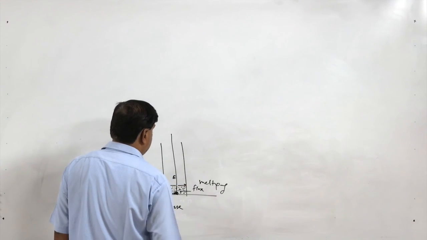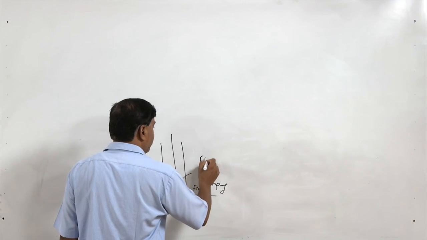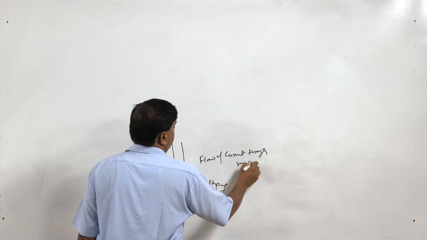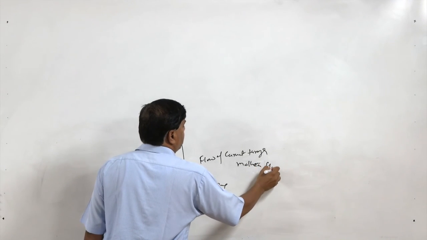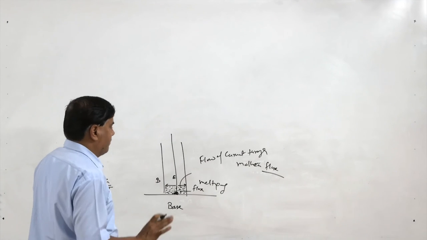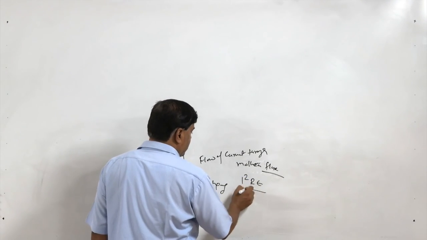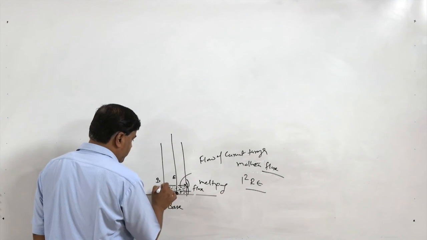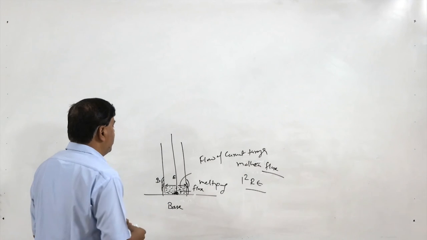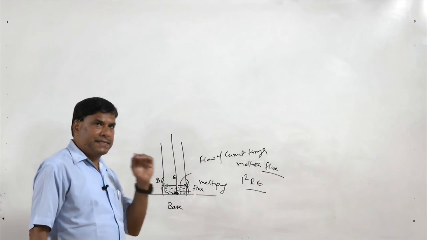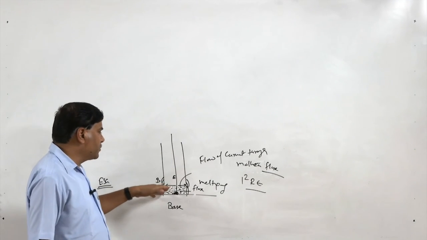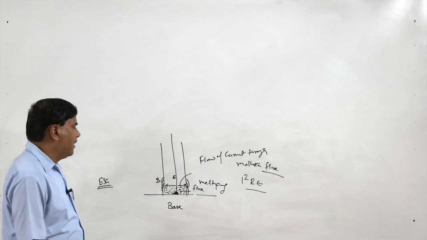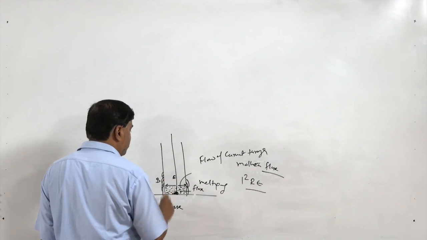the molten flux, and so the flow of current through molten flux causes electrical resistance heating, I²RT. So this heat is actually used for the melting of the faying surfaces of the base metal as well as of the electrode. So once the sufficient pool of molten slag is created, the flow of current through the molten flux by electrical resistance heating generates the heat, and that heat is used for the melting of the faying surfaces of the base metal.